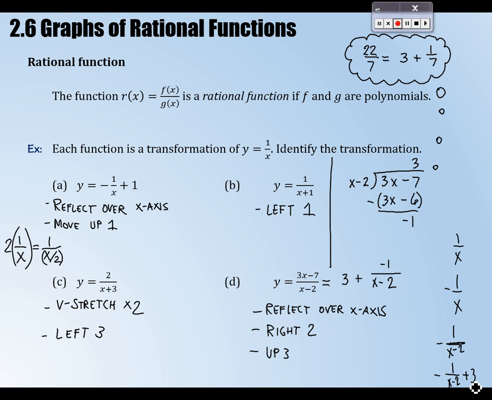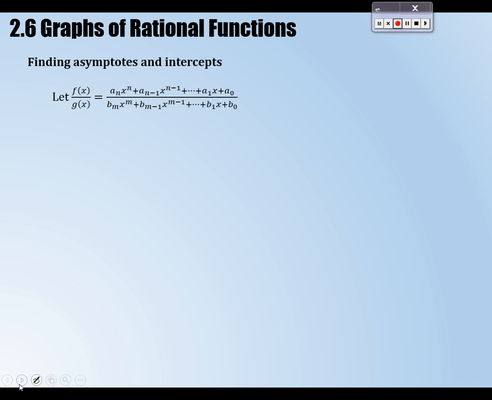Yeah, Rose. If you had both a reflection and a stretch, the order actually doesn't matter, because one only affects x coordinates and one only affects y coordinates. All right. So don't dwell too much on the transformations. That's actually not the big idea today.